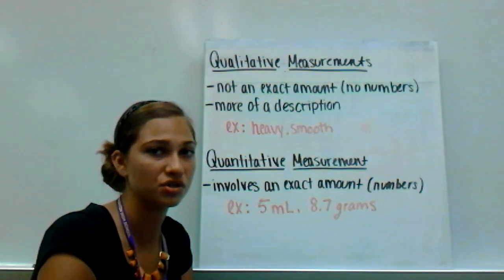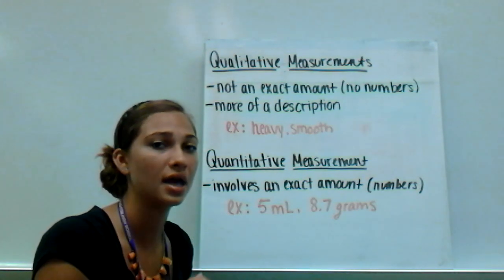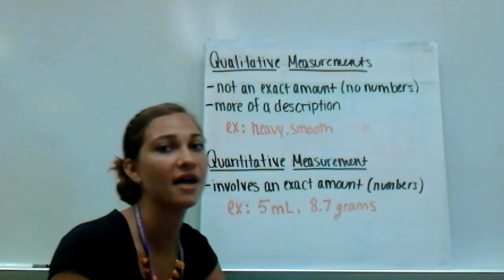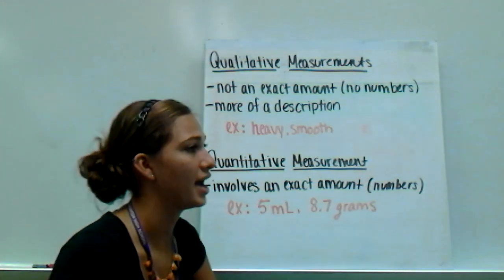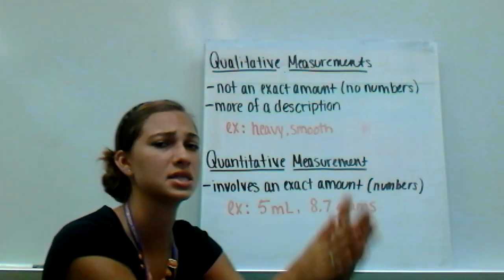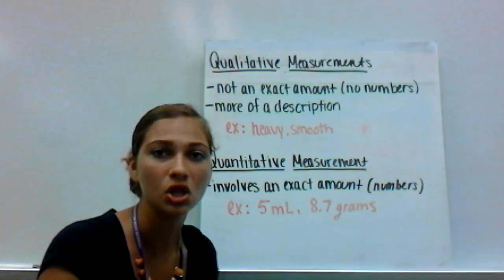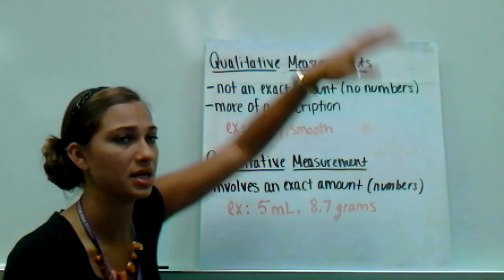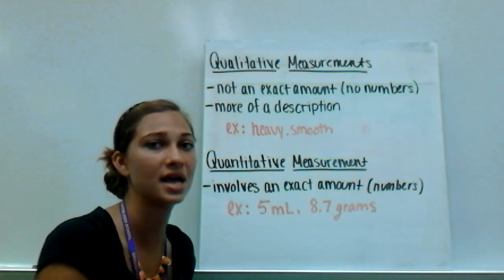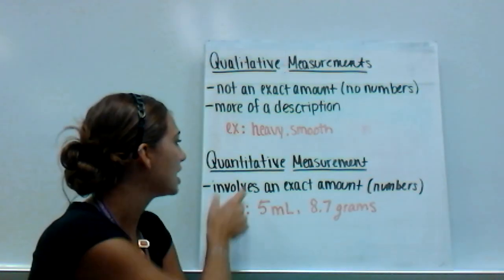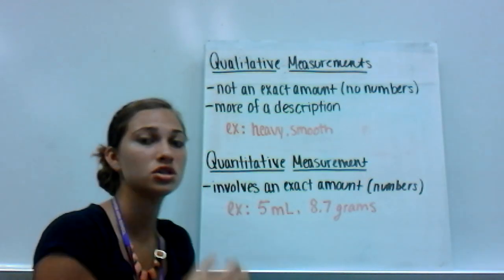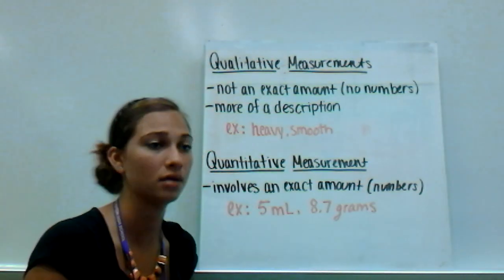When we talk about quantitative measurement, we're talking about a measurement that actually has numbers involved. So here we have 5 milliliters of water. That object weighs 8.7 grams, stuff like that. Or it is 6 centimeters long. That's what a quantitative measurement is. So qualitative, no numbers. Quantitative, it has numbers. An easy way to remember that is if you look at quantitative, it sounds like quantity. So it's a quantity of something, how much of it.